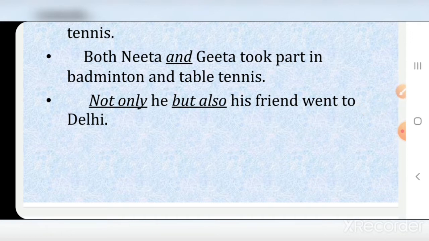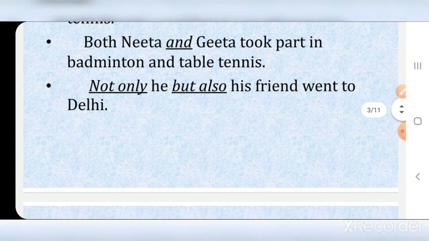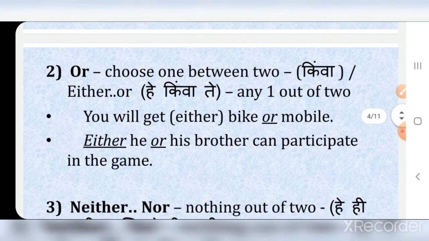Here there are two persons but we have told the same thing in another way. Okay, here we can also say he and his friend went to Delhi. But to emphasize, not just he but someone else also has done the same thing. To emphasize this thing, we have used here not only but also. Okay, now let's move on to the second one.